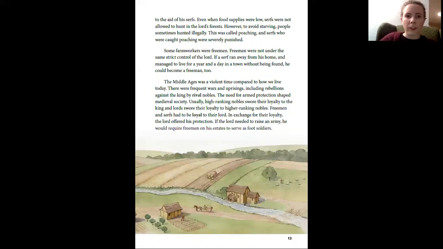Some farm workers were freemen. Freemen were not under the same strict control of the lord. If a serf ran away from his home and managed to live for a year and a day in a town without being found, he could become a freeman too.